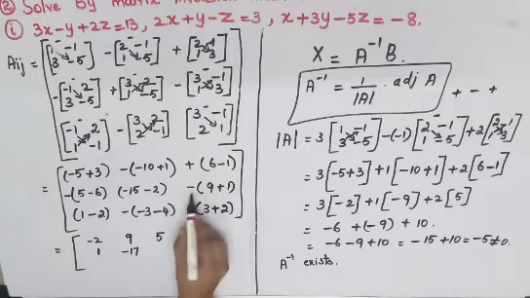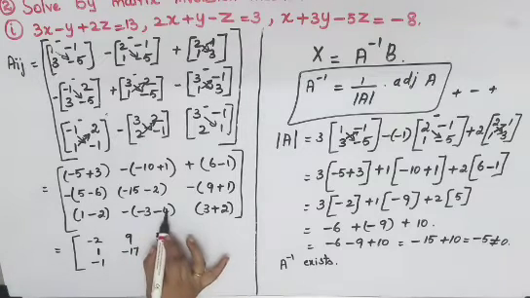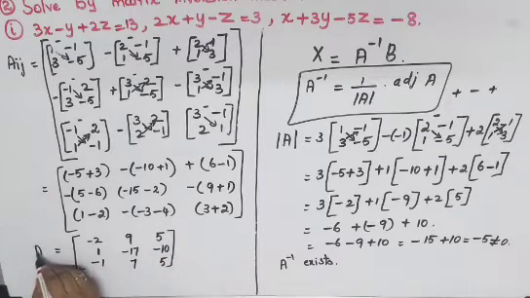9 plus 1 is 10, minus is there outside, so minus 10. 1 minus 2 is minus 1. This is minus 7, but minus is outside, so it will become plus 7. 3 plus 2 is 5. So this is your Aij.